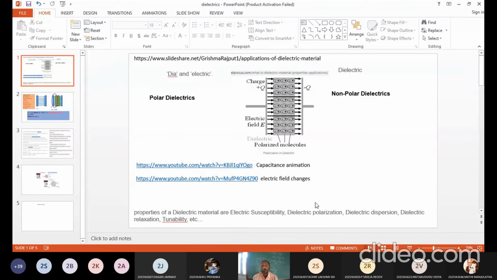Now you may ask, does the material get polarized? Yes. What is the net electric field inside a metal? This is the question that you might have been taught in your intermediate second year. What is the electric field inside the metal?